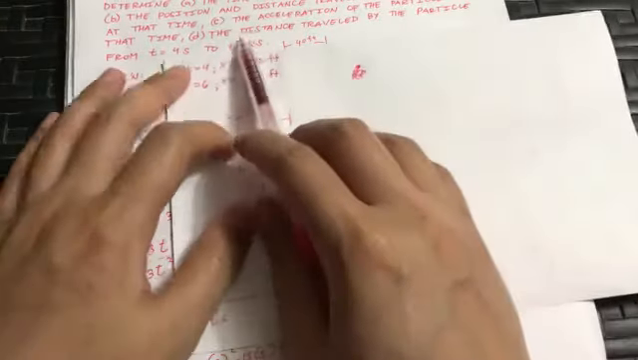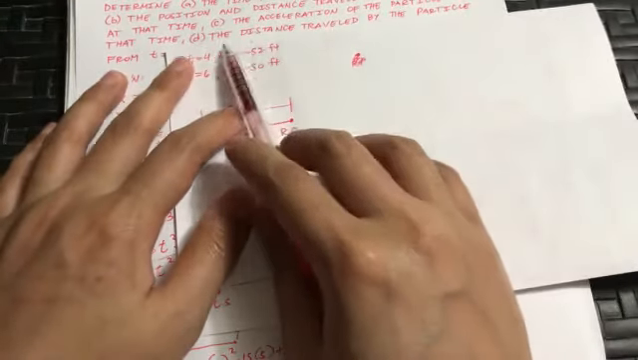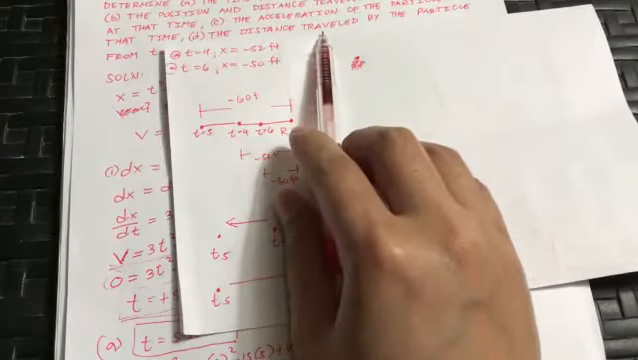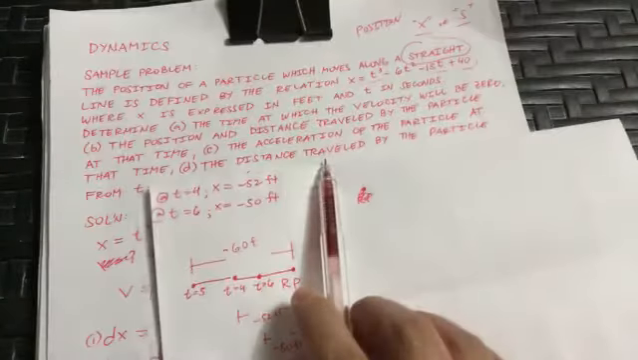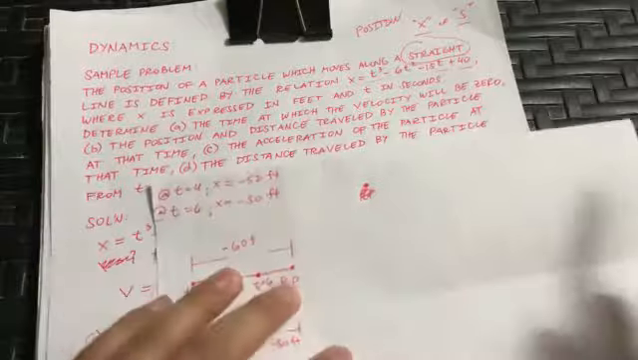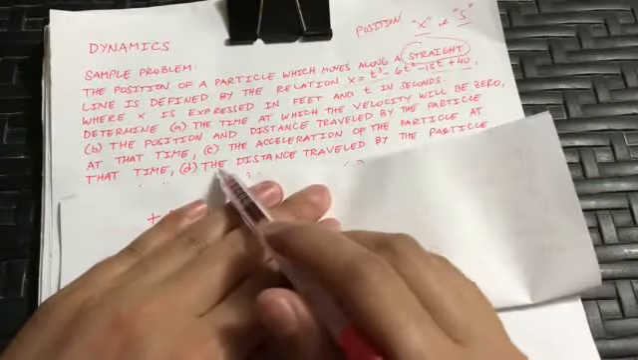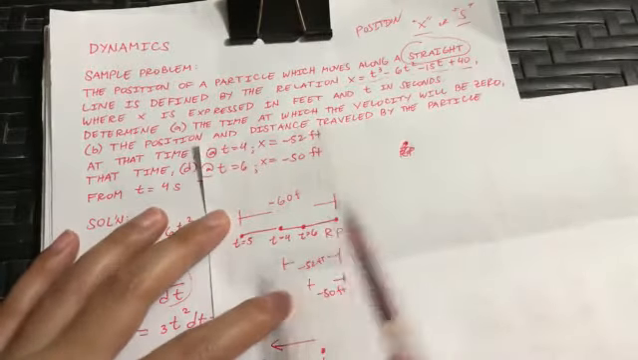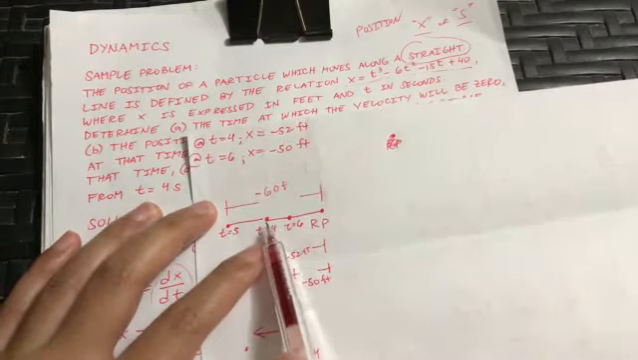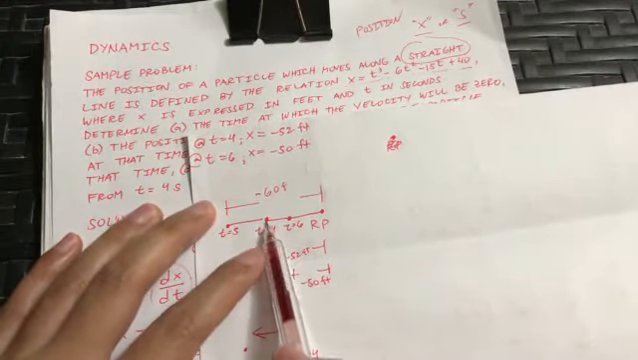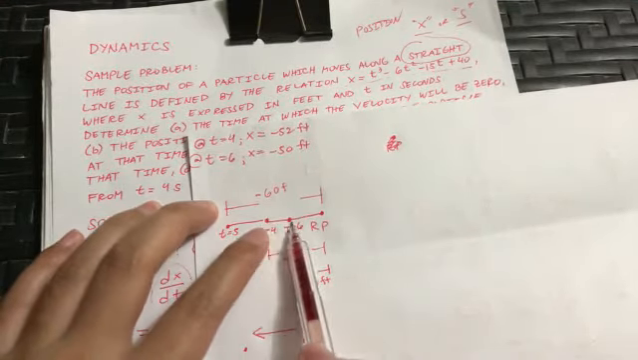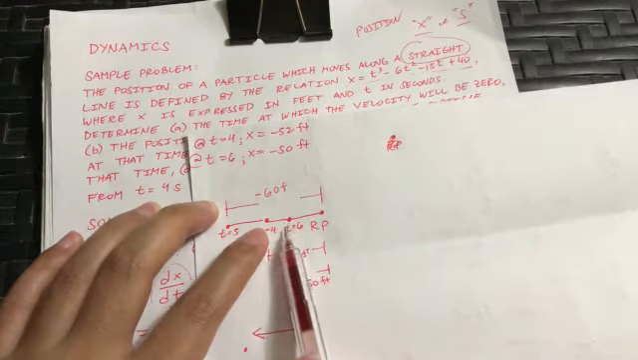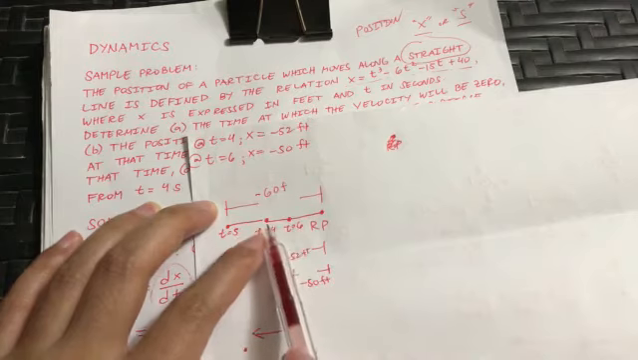Now the question is the distance traveled. I repeat, the question is distance traveled. The question is not displacement. So the question is, what is the distance that the particle traveled from time 4 seconds to time 6 seconds? What is the distance it passed or traveled?